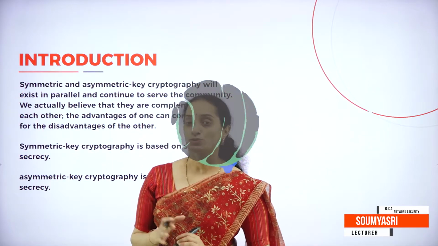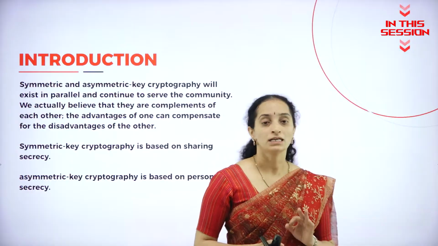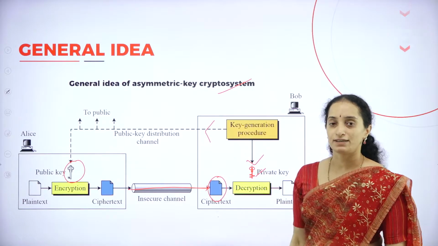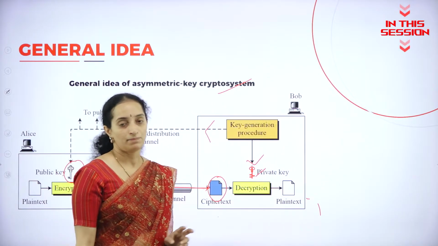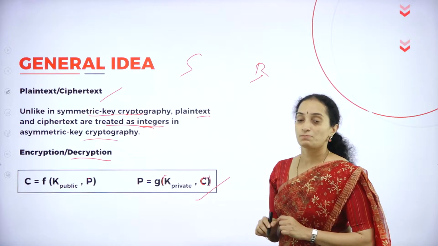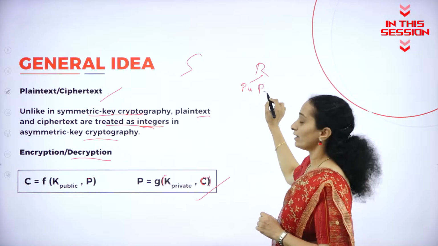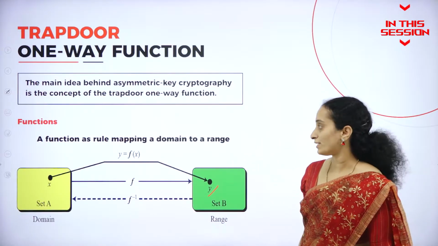We use two keys, one private key and another public key. Public key, private key as well as ciphertext will be combined to get the plain text. Receiver's responsibility is to generate one public key and one private key. Domain is set of A and range is set of B.